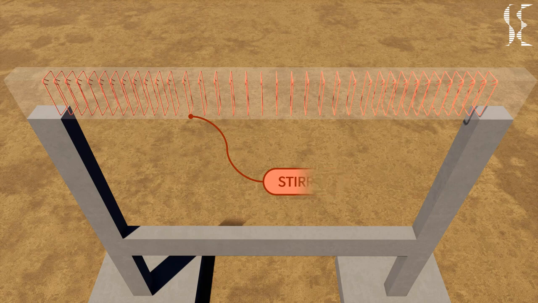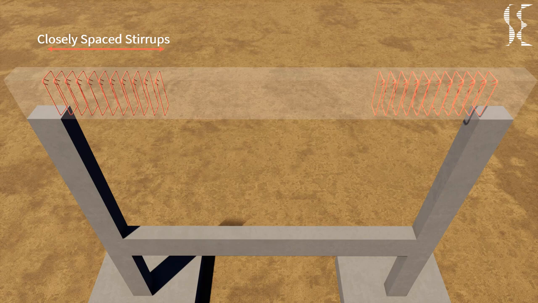Stirrups are closely placed near the support of the beam as shear force is maximum near the supports. The closely placed stirrups must be spread to a minimum distance of 2 times the depth of the beam. But if required by design, closely spaced stirrups may be distributed along the whole length of the beam.